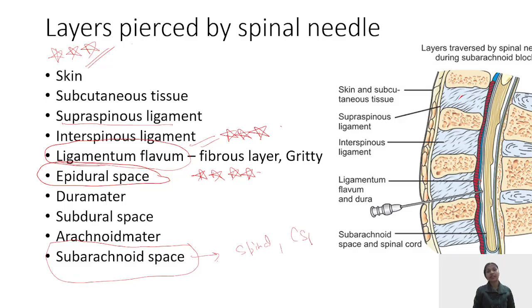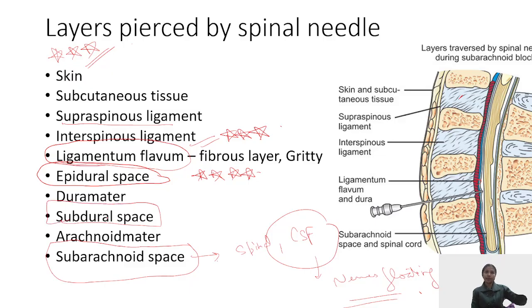And here you have the CSF. In the CSF you have your nerves floating, and you block those nerves directly by giving your LA into the CSF. Is that clear? Now you see there is one more space here, the subdural space, below the dura mater. This is a space in which CSF flow may be present, but the effect of spinal anesthesia will always be partial if, by chance, the drug gets deposited in the subdural space.